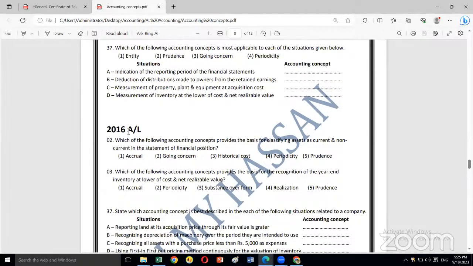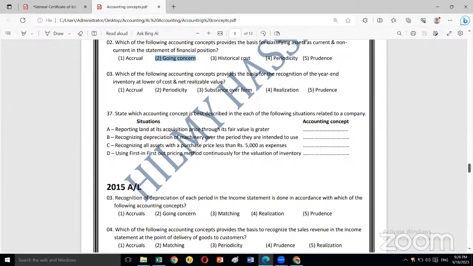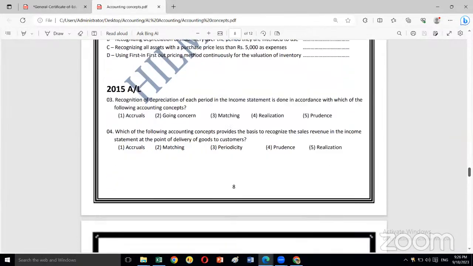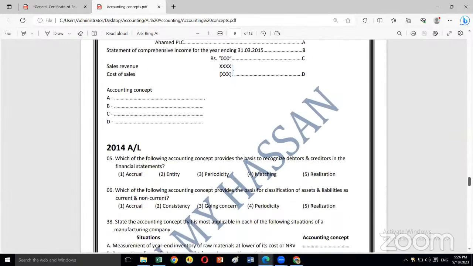Which of the following accounting concepts provides the basis for classification of assets as current and non-current in the statement of financial position? So what is the concept? Going concern concept. They can ask like that. And we'll see some more questions.